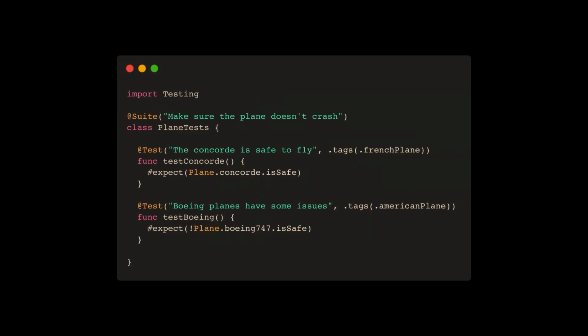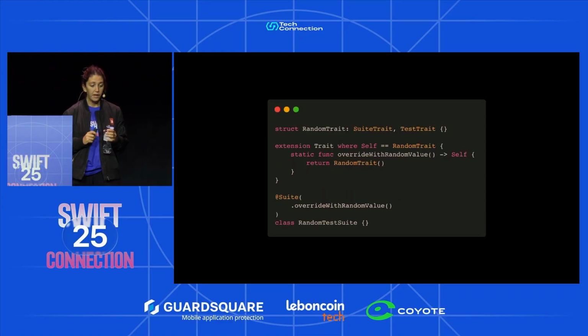Super important here, traits can go on the suite or the add test. So if I wanted to tag an entire suite as the suite for French planes, I could have done that too. And so this is what it would look like if I wanted to create a new trait, a custom trait myself. As you can see, this is extremely basic, but I just wanted to show you what sort of code we would be looking at here.